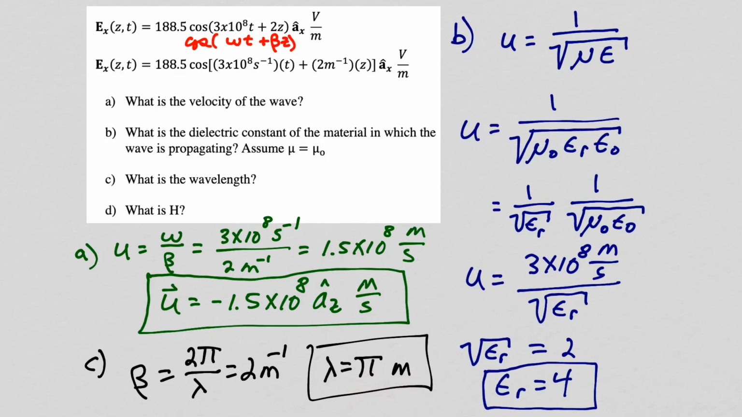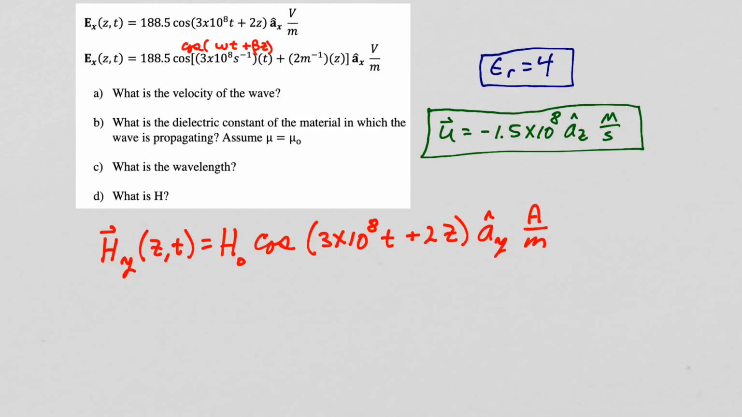In part D, you're asked to find the magnetic field intensity. From our mental model of a transverse electromagnetic wave, we know that the magnetic field intensity propagates along with the electric field intensity. So the cosine dependence is going to be the same. We know that the electric and magnetic fields are transverse and that they are also transverse to the direction of propagation. So the magnetic field intensity must be in the plus or minus y direction. We also know the units of magnetic field intensity are amps per meter.